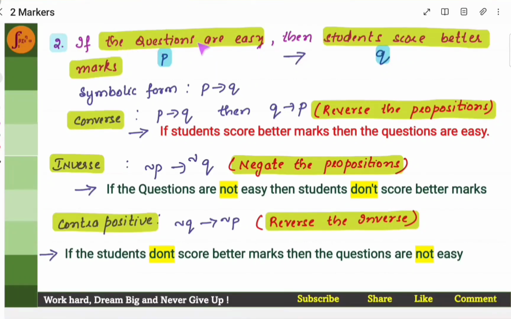Now, how is it connected? There is if and then. If and then means it's a conditional statement. It's a conditional proposition. So P conditional Q. Now, this is the symbolic form. From this, you will try to find the converse, inverse, and contrapositive.